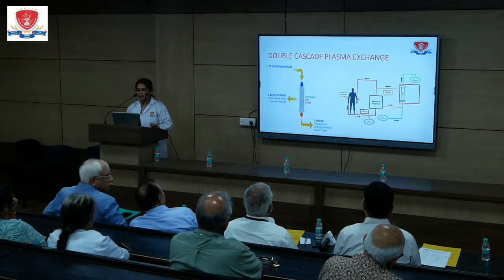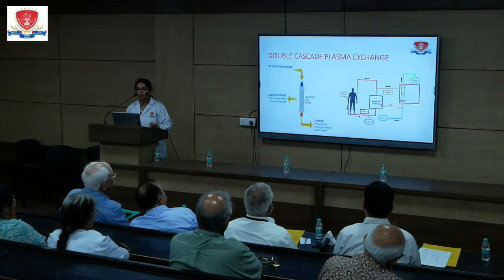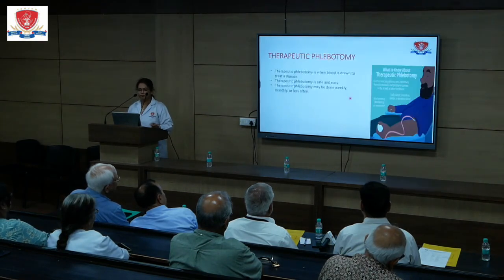And in the schematic diagram, we can see how the blood is collected from the patient. It is sent into a blood cell separator or the centrifuge. Then the plasma is collected and passed into the filter. And then after that, the filtered plasma and the remaining blood is again transfused back to the patient.